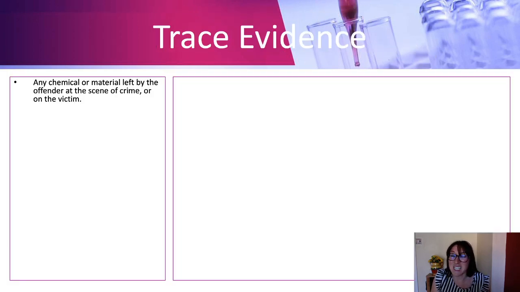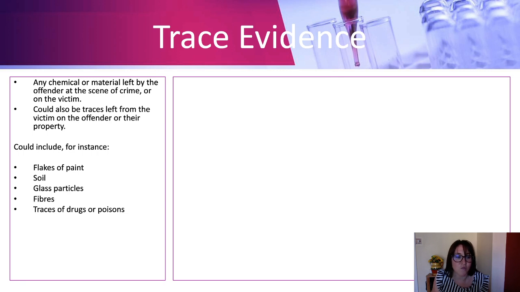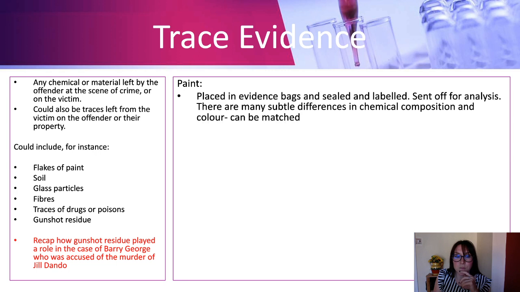Trace evidence. These are the little bits of evidence. Any chemical or material left by the offender at the scene of the crime or on the victim. Could be traces left from the victim on the offender or their property. Could include flakes of paint, soil, glass particles, fibres, drugs or poisons, gunshot residue. And so again, we recap at this point the Barry George case, who was believed to have killed Jill Dando, and the residue that was found in that case.